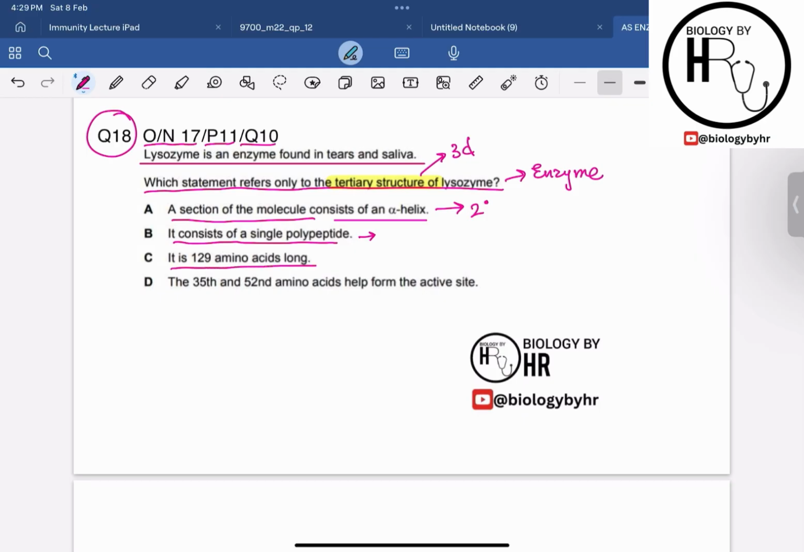It is 129 amino acids long, right? It is also representing the primary structure of the protein, because the primary structure basically tells us about the sequence of the amino acids in a polypeptide chain. The 35th and the 52nd amino acids help form the active site. Alright, so we know that enzymes are globular in nature, and due to the folding of those polypeptide chains into the 3D structure, basically the active site is formed, right? So hence option D over here is the correct answer, that the 35th and the 52nd amino acids help to form the active site.